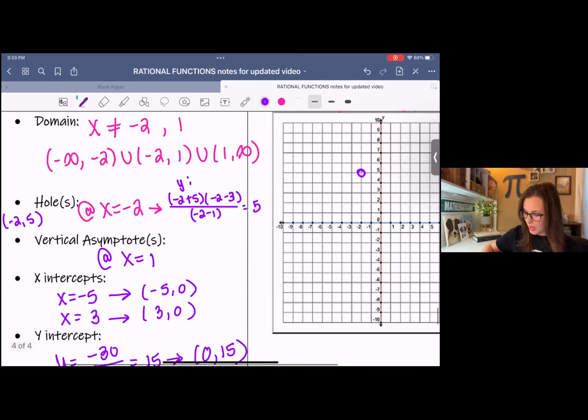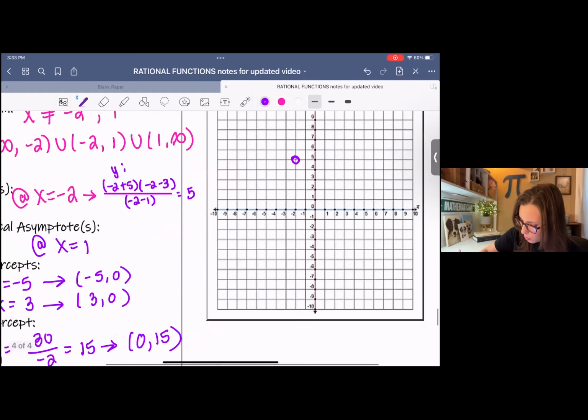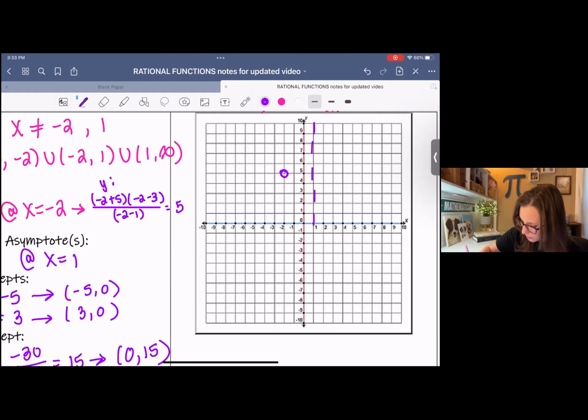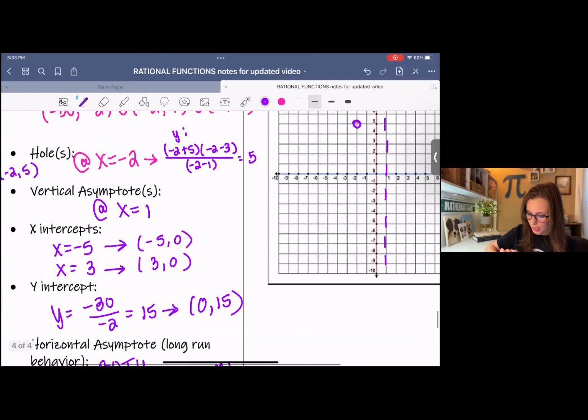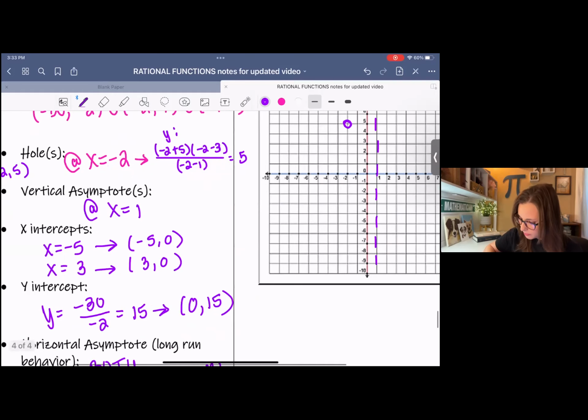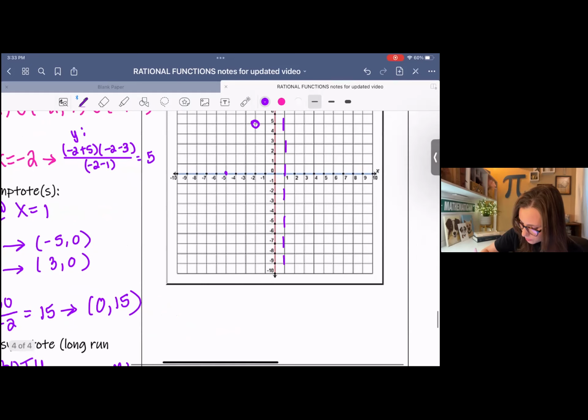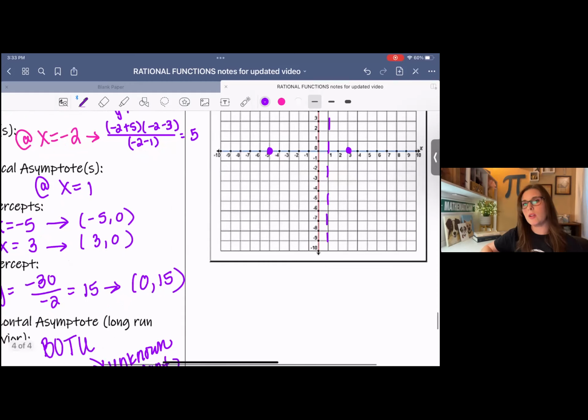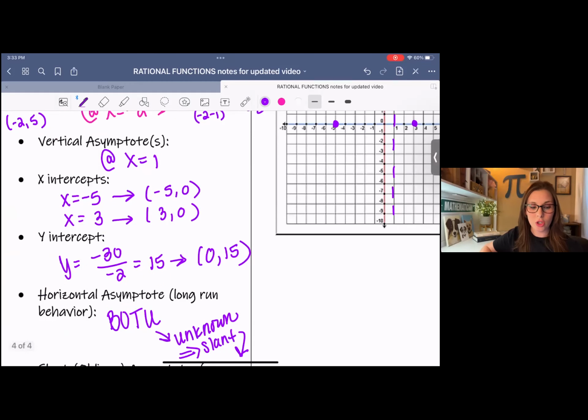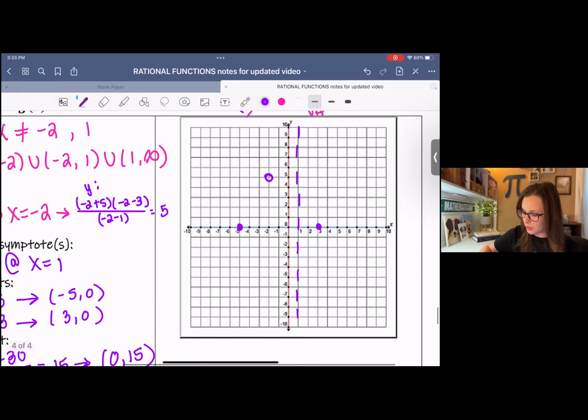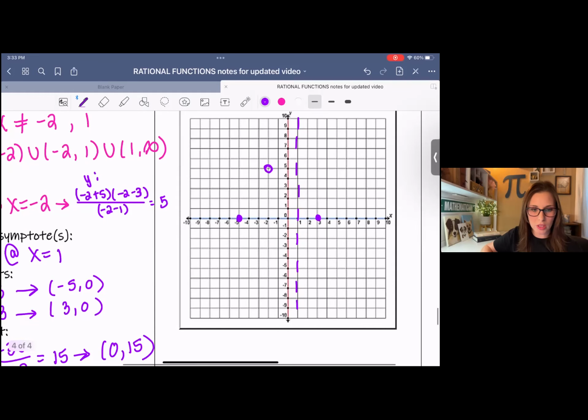And then we have a vertical asymptote at x equals 1. And we have two x-intercepts, one at -5, one at 3. The y-intercept is the ratio of the constant terms. Simplify, we get 15. That's way off the graph, but it's going to follow our end behavior here.